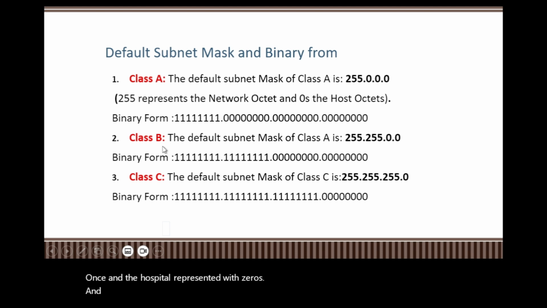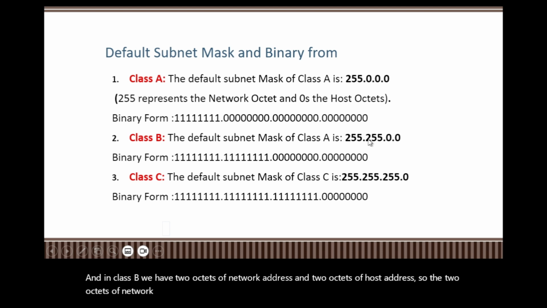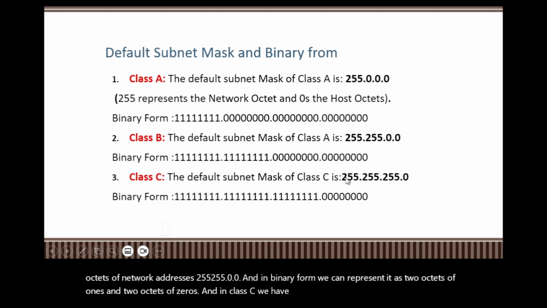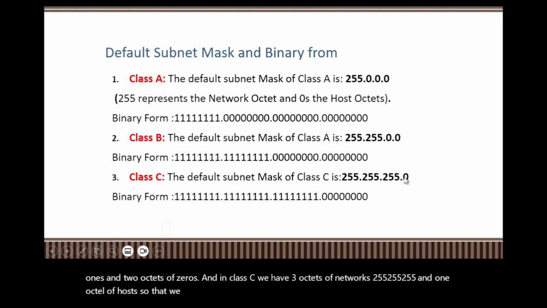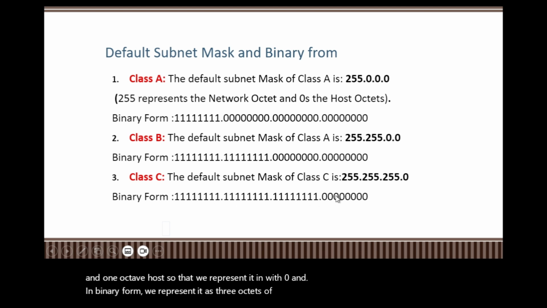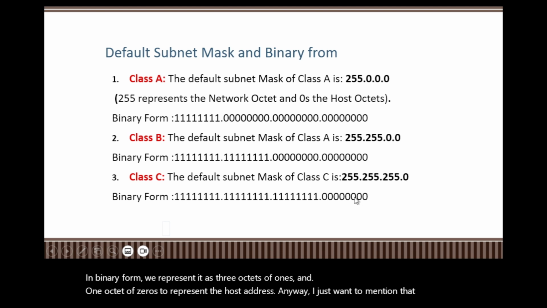And in class B, we have 2 octets of network address and 2 octets of host address. So the default subnet mask is 255.255.0.0, and in binary form we can represent it as 2 octets of ones and 2 octets of zeros. And in class C we have 3 octets of network, 255.255.255, and 1 octet of host, which we represent with 0. And in binary form we represent it as 3 octets of ones and 1 octet of zeros to represent the host address.